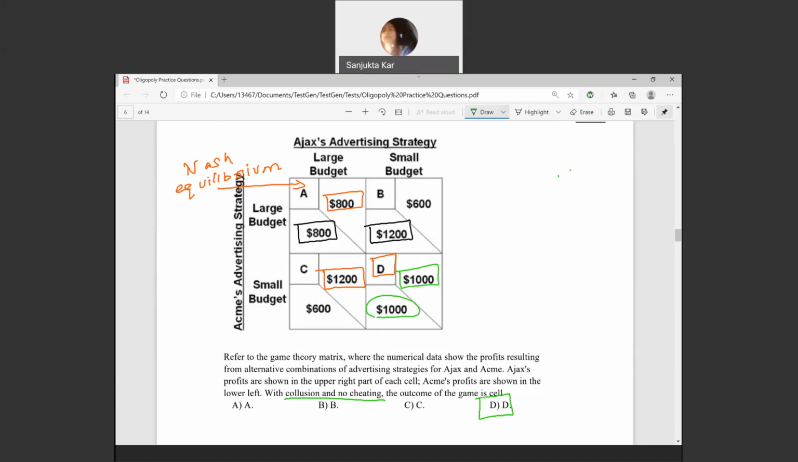You have to be super careful here. Some of the questions are asking you to find the Nash equilibrium, and some of the questions are asking you to find the solution of this game where there is collusion and no cheating. In most cases, the collusion outcome will be more efficient than a Nash equilibrium outcome.